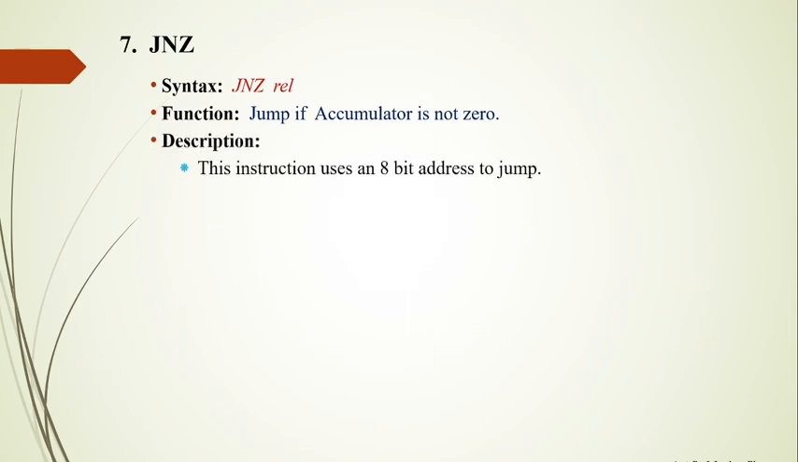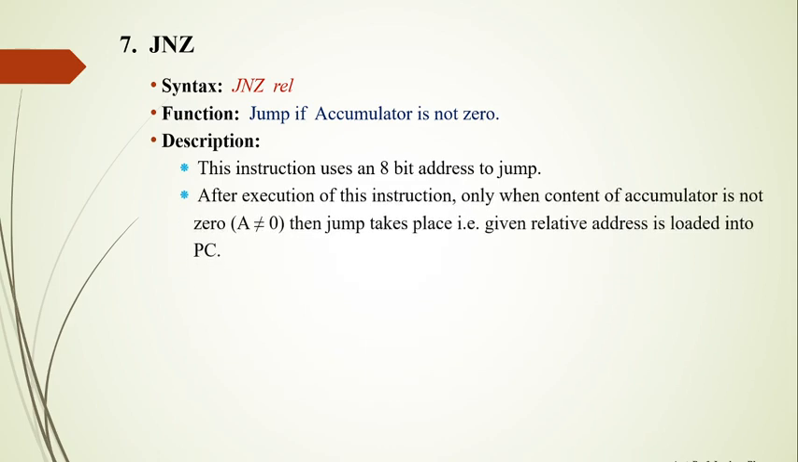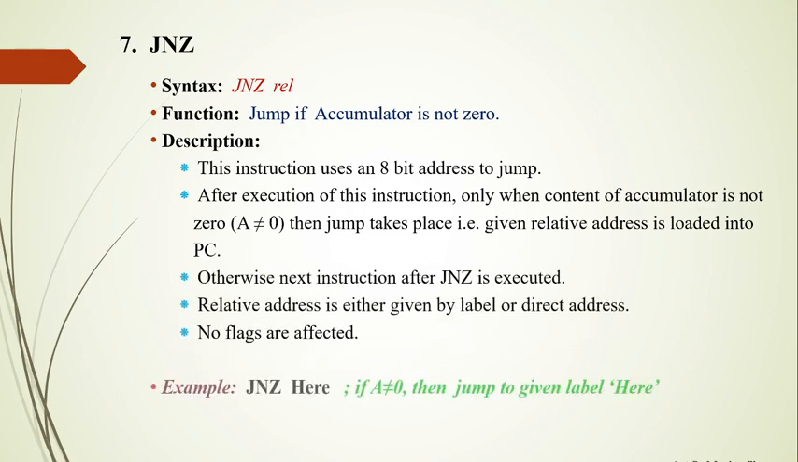JNZ. So this is nothing but jump if accumulator is not 0. So again, the description is similar to the JZ 8-bit address. After execution of this instruction, only when the content of accumulator is not 0, jump takes place to the given location. So example is given, JNZ here. If the content of accumulator is not 0, then only jump to the label here, otherwise execute next instruction. Another example, JNZ 40H. If the content of accumulator is not 0, then jump to the given address 40H.